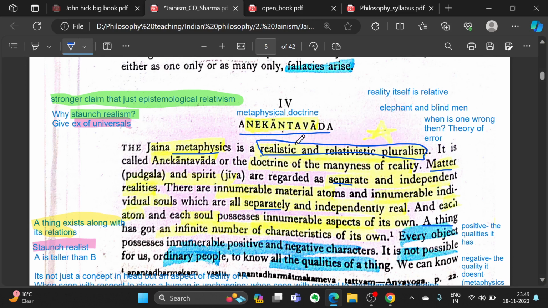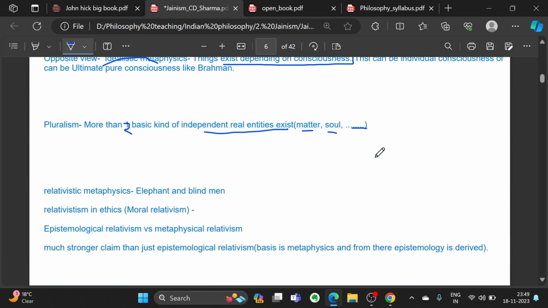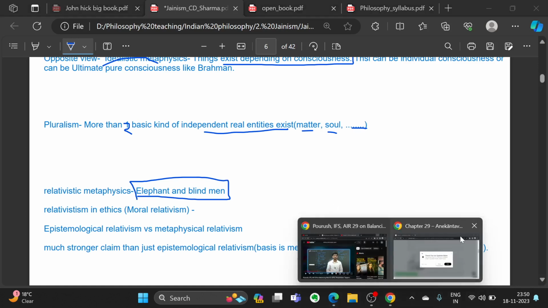Realism was also present in Charvaka school, right? But relativism is what characterizes the Jaina metaphysics. Let's understand this now. This can be understood well using the example of the elephant and blind men. This is a very famous metaphor for explaining relativistic metaphysics, and the Jain scholars have themselves quoted this, right? So you can refer to this in your answers as well. Let's look at it.